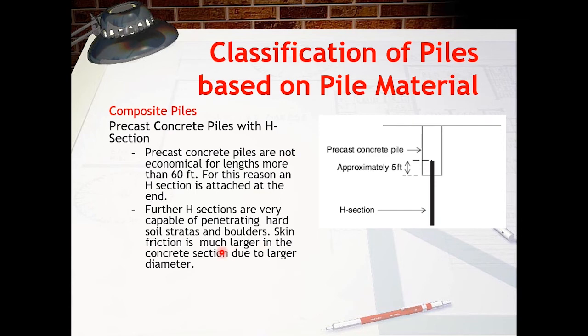Further, H section are very capable of penetrating hard strata and boulders. Skin friction is much larger in the concrete section due to larger diameter. Okay, walau macam mana pun concrete section ni skin friction dia lebih tinggi lah disebabkan diameter dia yang lebih besar compared to the H section.